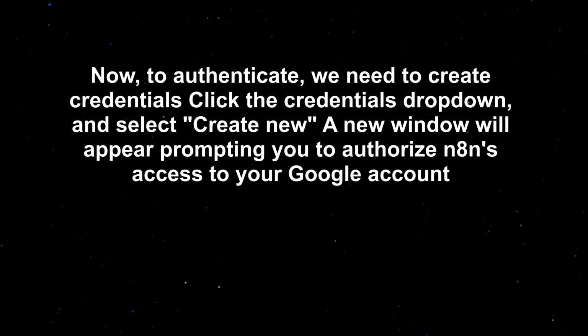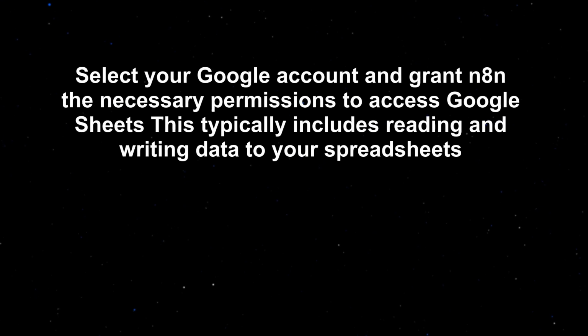Now, to authenticate, we need to create credentials. Click the Credentials drop-down and select Create New. A new window will appear prompting you to authorize n8n's access to your Google account. Select your Google account and grant n8n the necessary permissions to access Google Sheets. This typically includes reading and writing data to your spreadsheets.